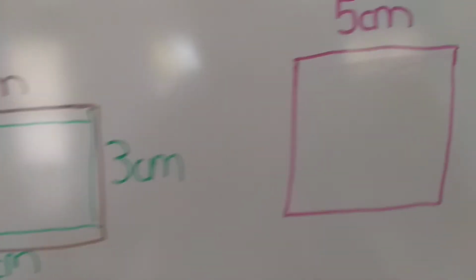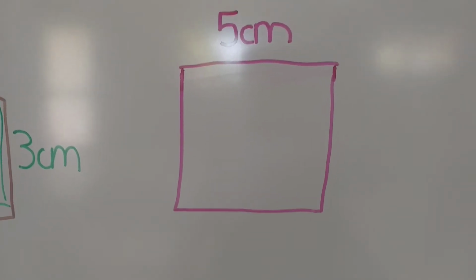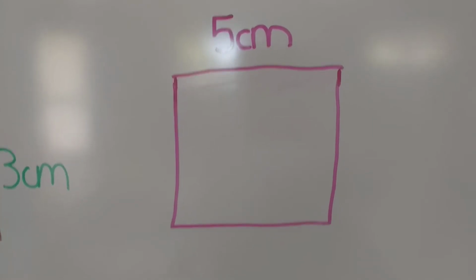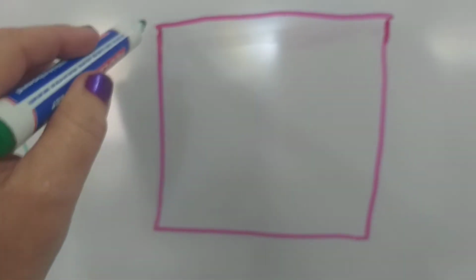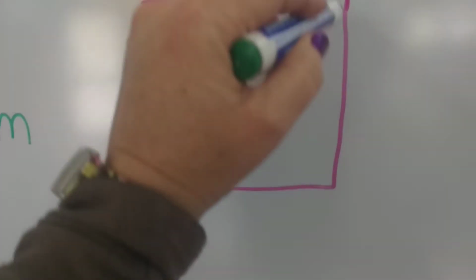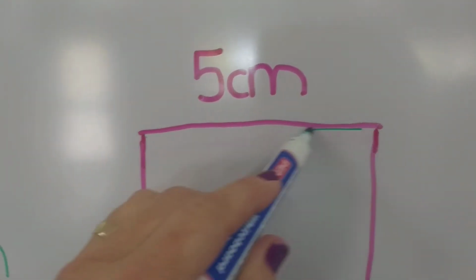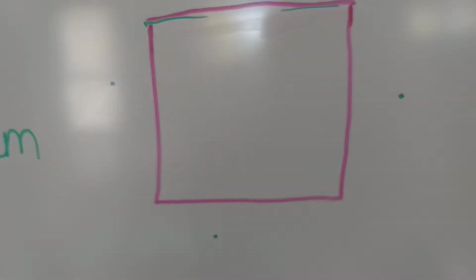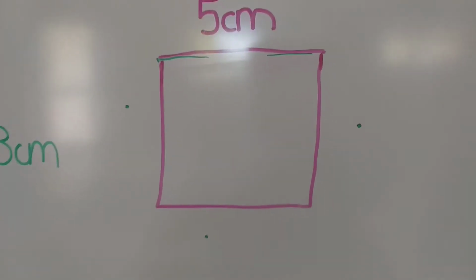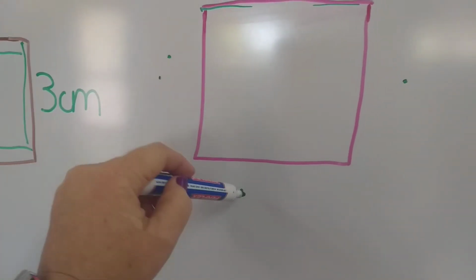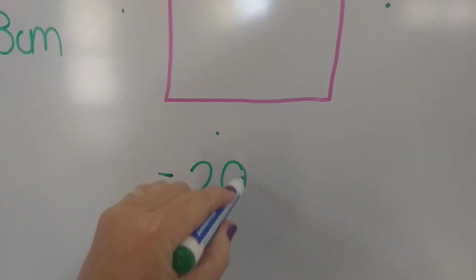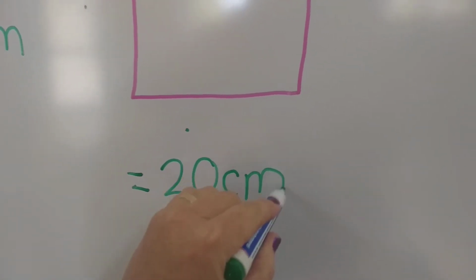Now look at the square. They've only given you 1 measurement, 5 centimeters. So what do we know about a square? All the sides of a square are the same size. So if they say that side is 5 centimeters, we know that all of them are going to be 5 centimeters as well. So it's 5 plus 5 plus 5 plus 5. This perimeter will come to 20 centimeters.